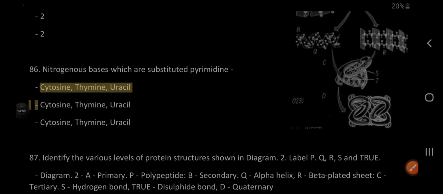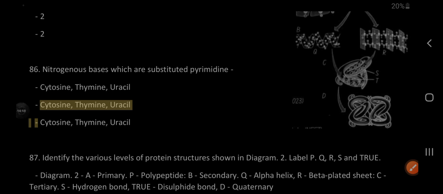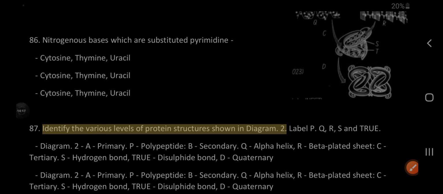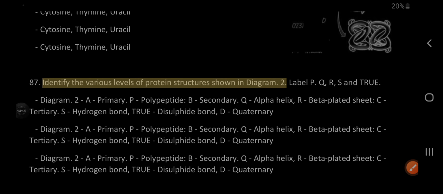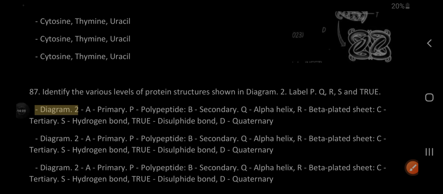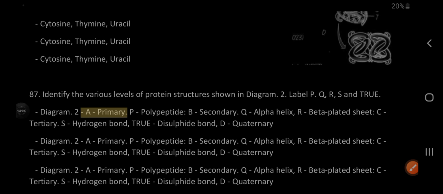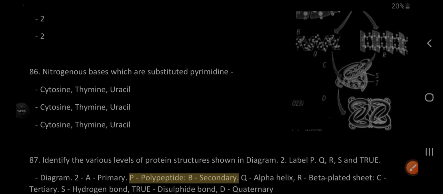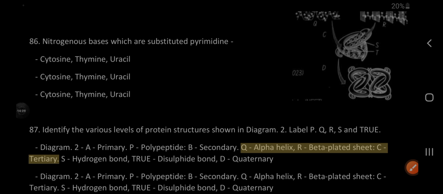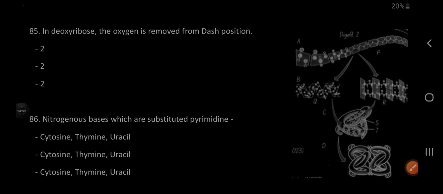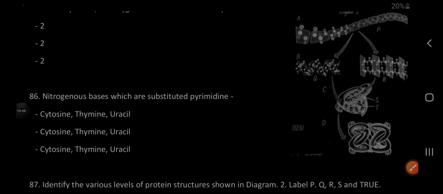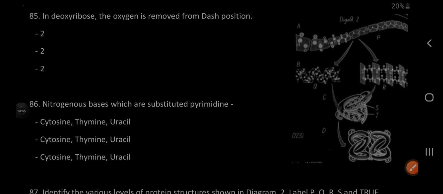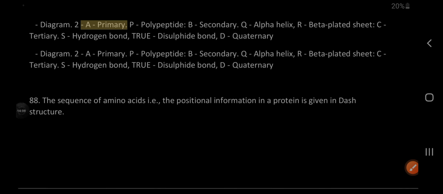87. Identify the various levels of protein structures shown in the diagram. Label P, Q, R, S. A, primary: P, polypeptide. B, secondary: Q, alpha helix; R, beta pleated sheet. C, tertiary: S, hydrogen bond; disulfide bond. D, quaternary.